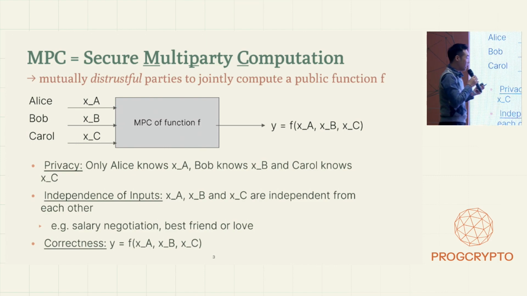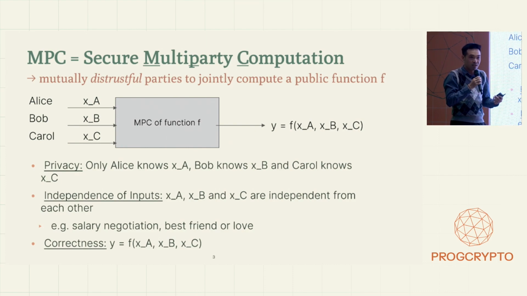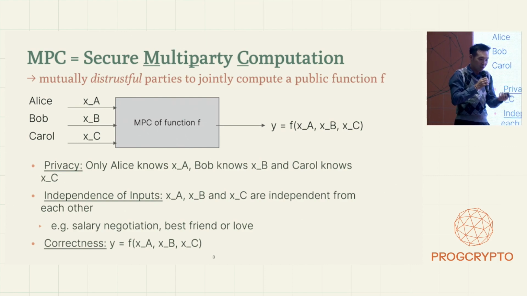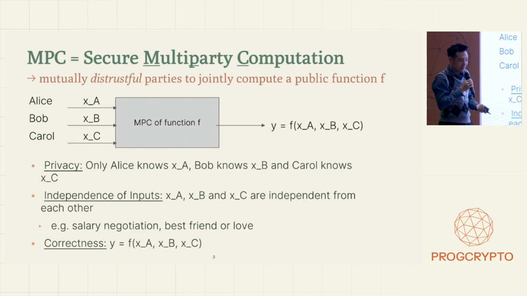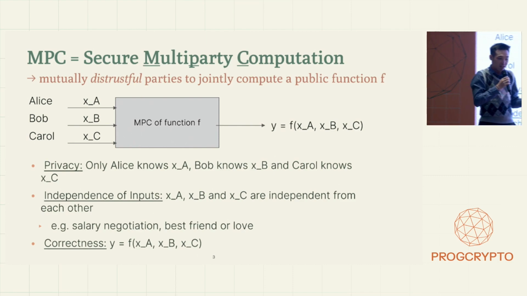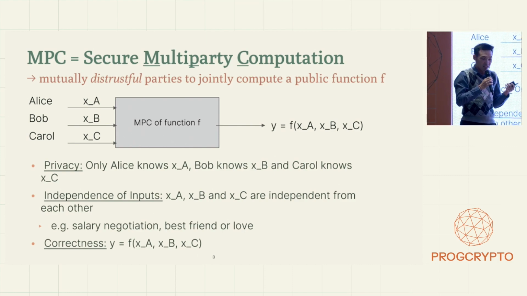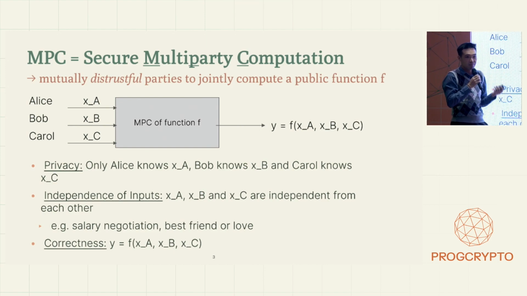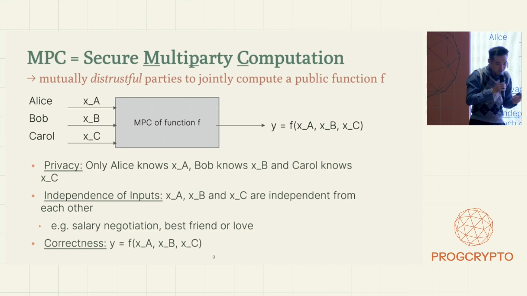You can think of the case of salary negotiation, right? You give a number, your employer gives a number, and then you can negotiate. But you don't have to think, okay, should I give a high number or a low number? You don't have to play this game with your employer because you have this privacy. You can also play the best friend or love game independently from each other. And finally, a must-have property is correctness. This box must compute the function F from the private inputs XA, XB, and XC.